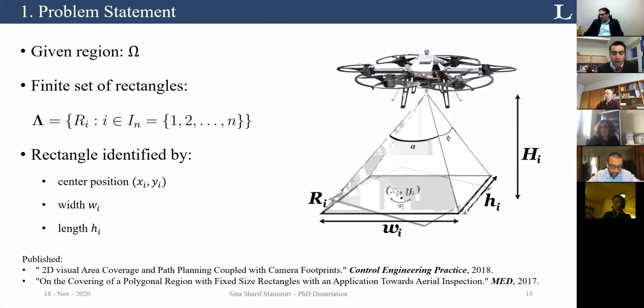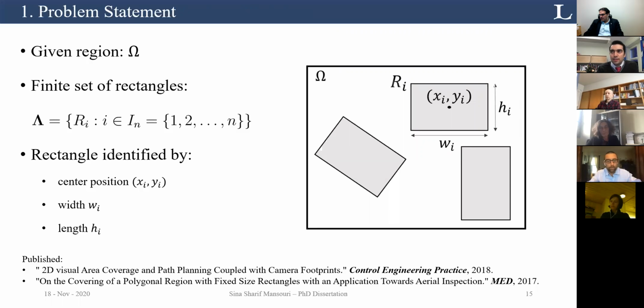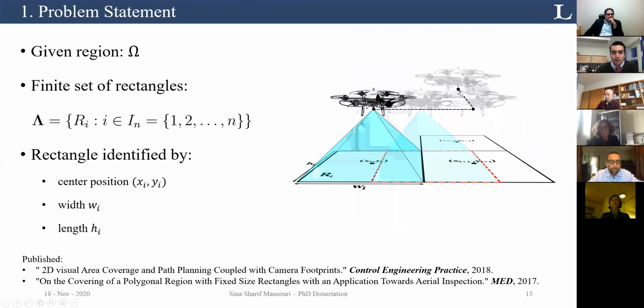So we assume we have a region omega that we want to inspect. We have a set of rectangles that are distinguished by their centers and their orientations, and they have a fixed width and length, because I'm going to assume a constant altitude. So we want to find the positions and orientations of these rectangles to cover this area omega. And after we find their positions, we are going to pass through the center of each of them in order to cover the area. And we assume that while we are passing from one rectangle to the next one, we provide enough overlap between frames that can later be used for image stitching.